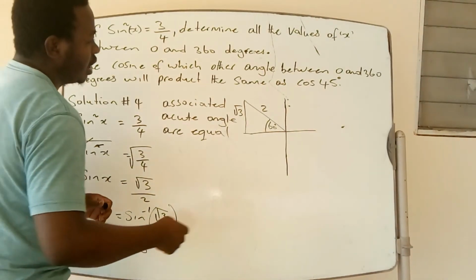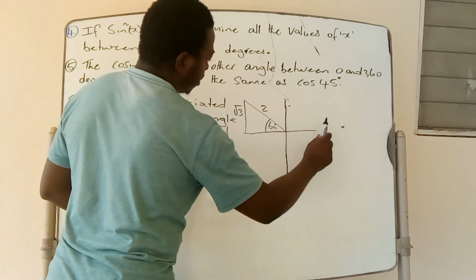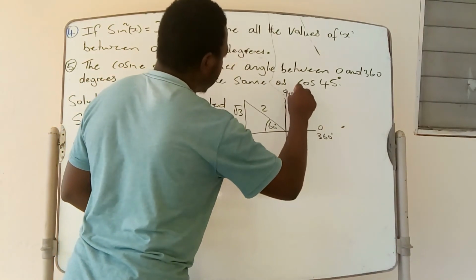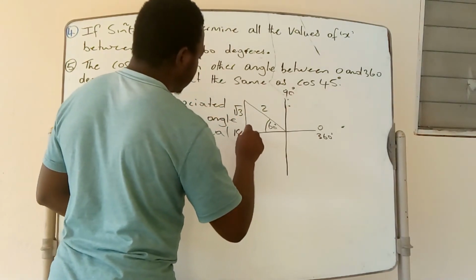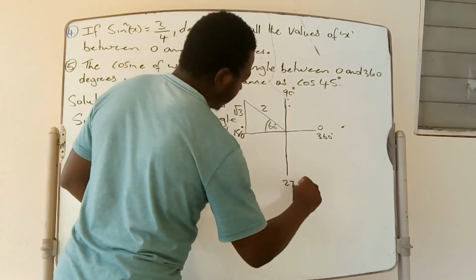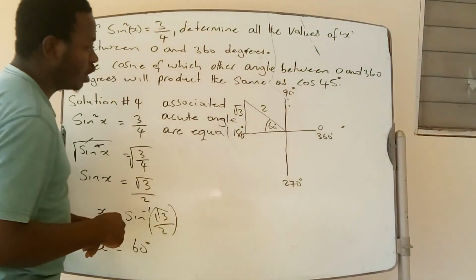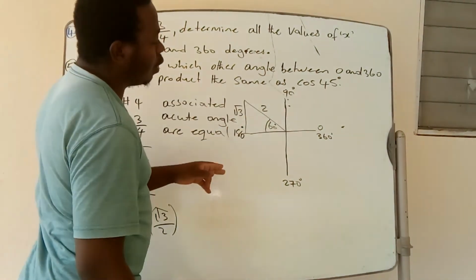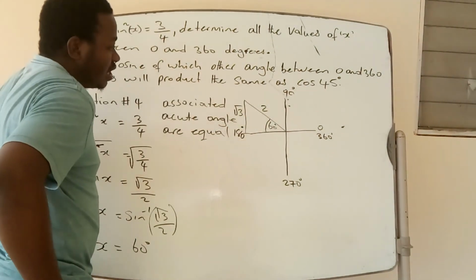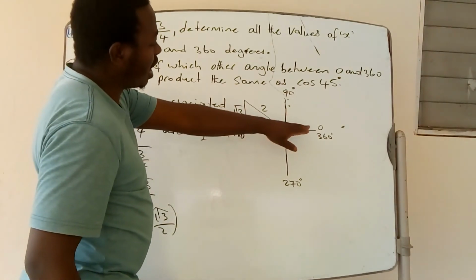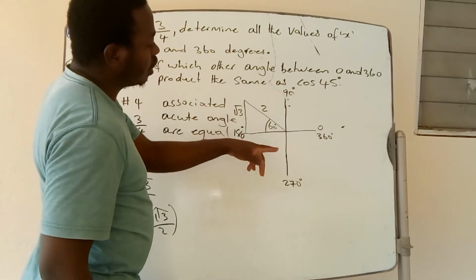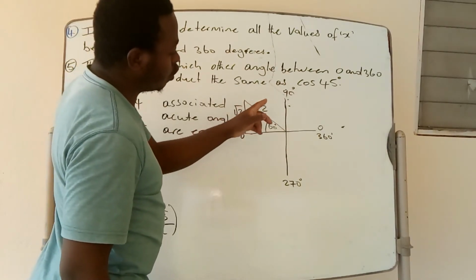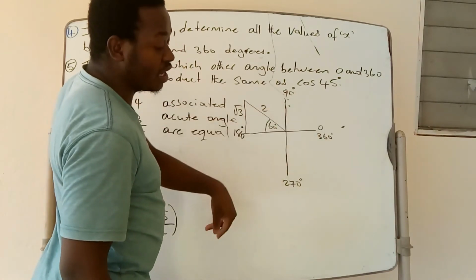Which means that if this is the initial line, 0 would be here, 360 degrees would be here, 90 degrees would be here, 180 degrees would be here, and 270 degrees would be here. Now, when you are using the quadrant, you measure angle in an anti-clockwise direction, right? You can't measure it in a clockwise direction. So when you go in an anti-clockwise direction, the angles are positive. If you go in a clockwise direction, the angles are negative.